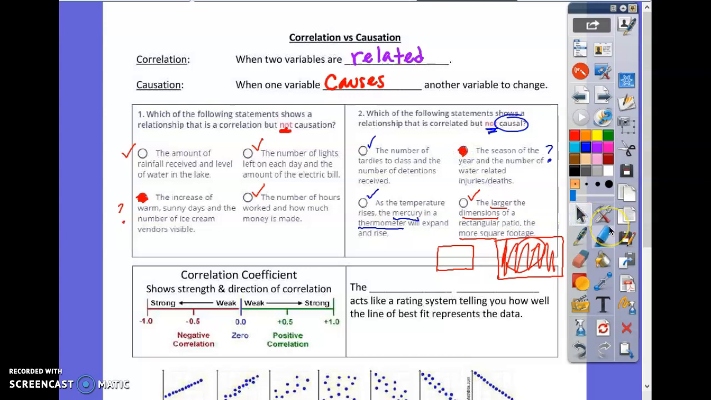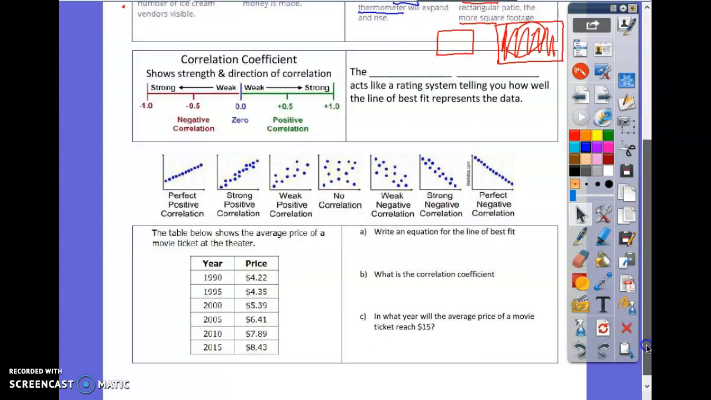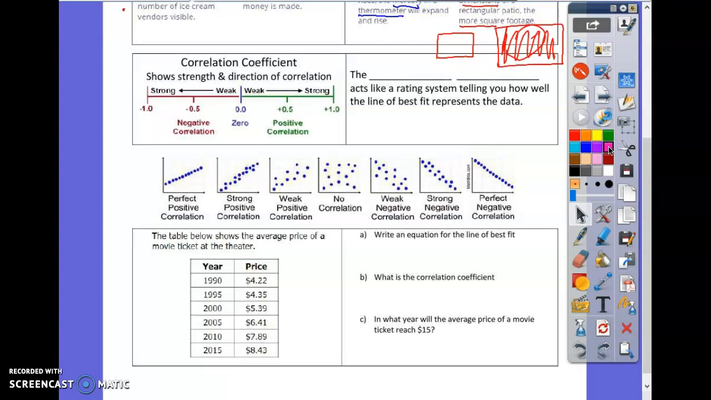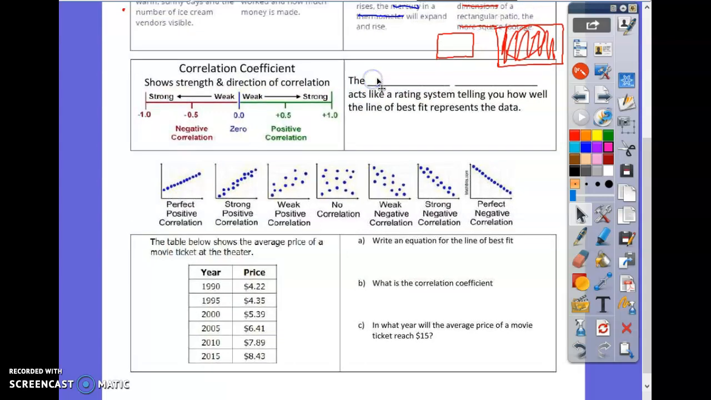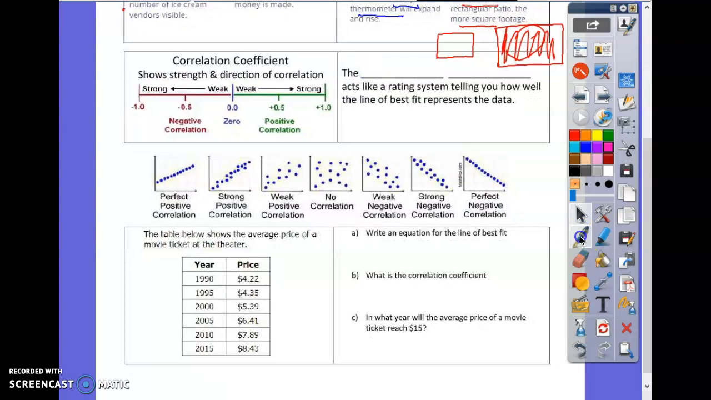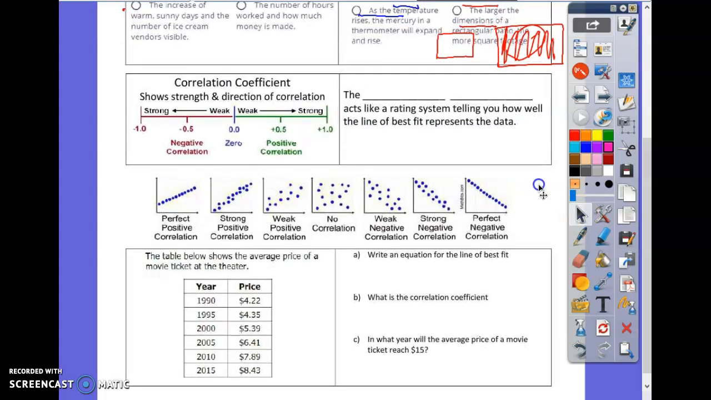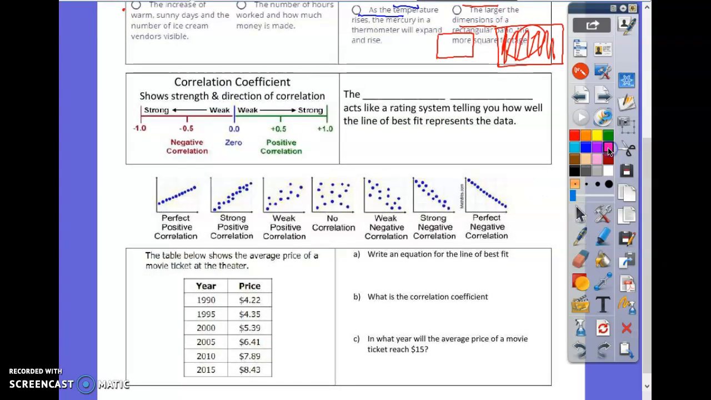So it's a little bit hard to understand causation. You just have to read them carefully and be able to tell yes or no. Does one cause the other one to change? Okay, so down here, now we're going to get into correlation coefficient. The correlation coefficient acts like a rating system telling you how well the line of best fit fits the data. So we're going to write down here correlation coefficient.